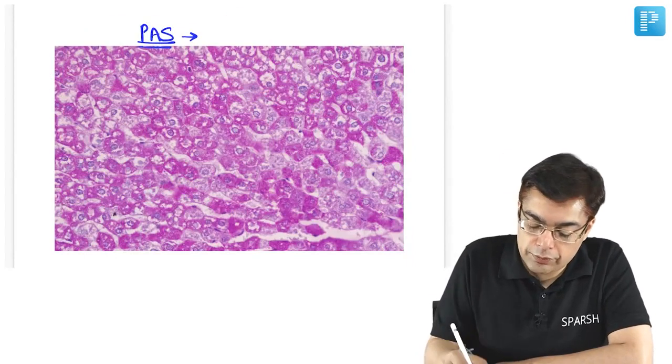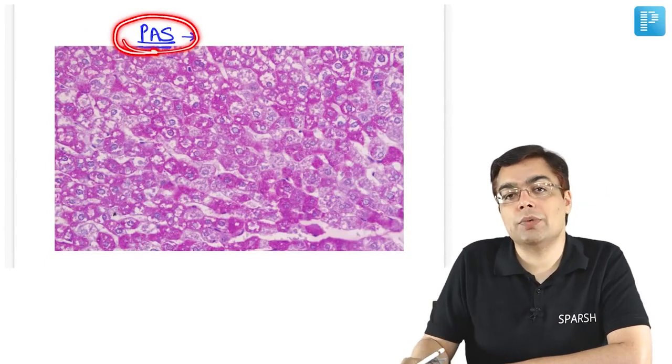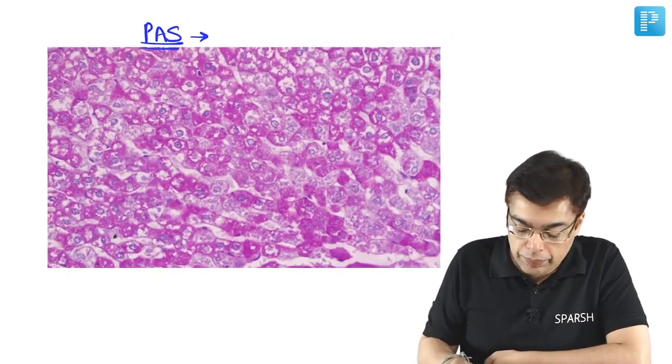The next important example of a stain which has been asked quite commonly and which is used in the histopathology lab happens to be the PAS stain. Now the PAS stain has got a property.